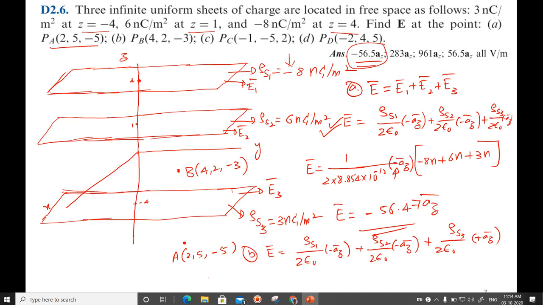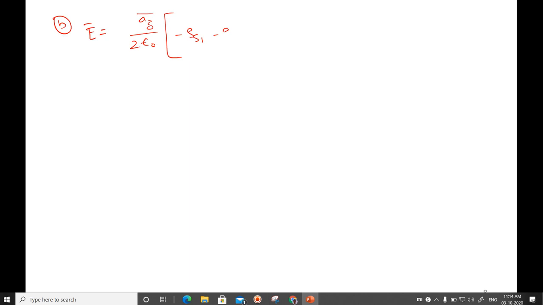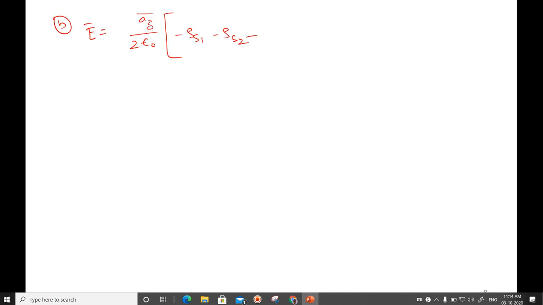Then next, minus rho S2. Observe this one. The sign is very important here. Then here, observe, plus Az is there, so plus rho S3. Okay, E vector is equal to Az by 2 into 8.854 into 10 power minus 12.